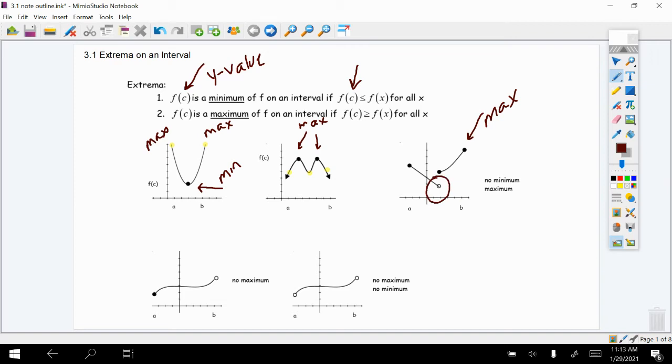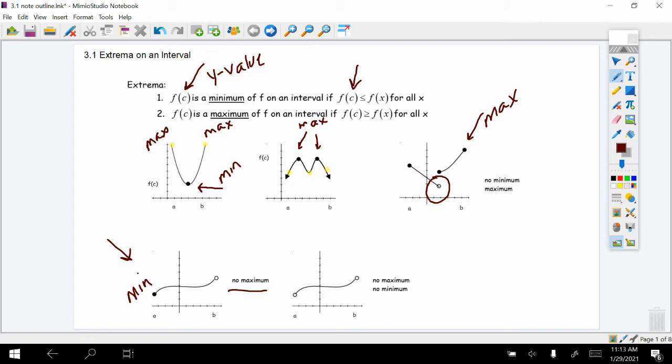We have the reverse happen on this picture. The place that is the lowest is defined. It's right here. But the place that should be the highest point isn't defined. So that's why we say that it has no maximum value, because what should be the highest is an undefined point, is an open circle.